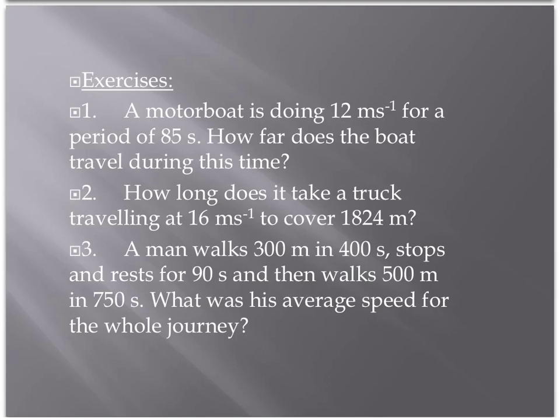Now we can use this equation, d over t, to find out some answers to simple questions as follows. Number one, a motorboat is doing 12 meters per second for a period of 85 seconds. How far does the boat travel during this time? First thing to do is to realize you need to rearrange the equation and make d the subject. So that'll be d equals the speed v times the time t. Notice I'm using v for speed.